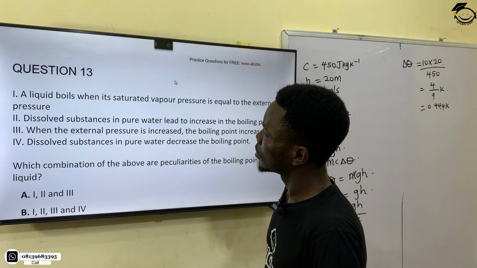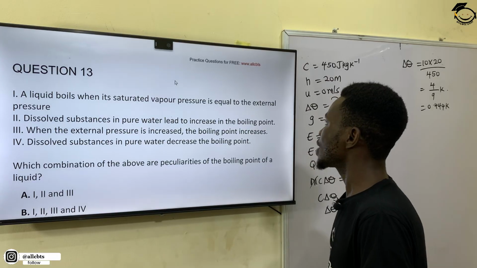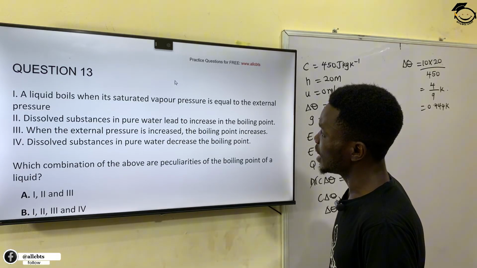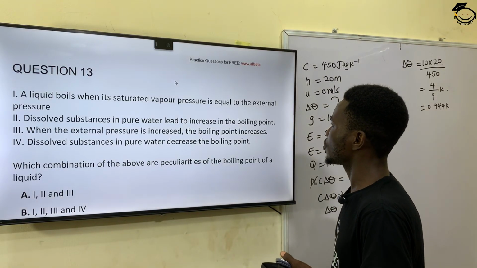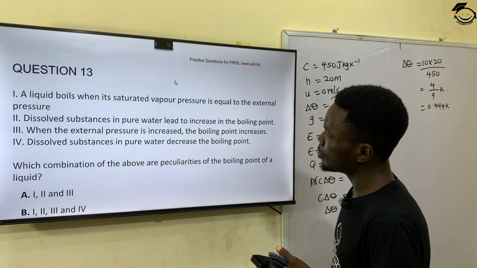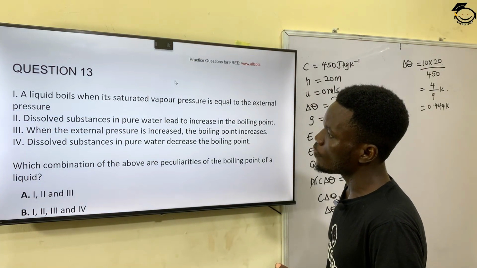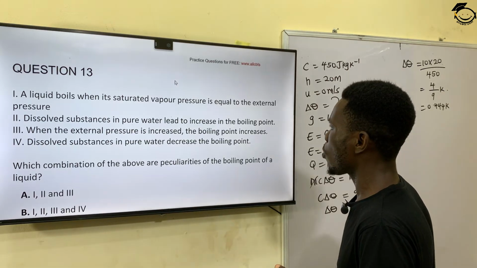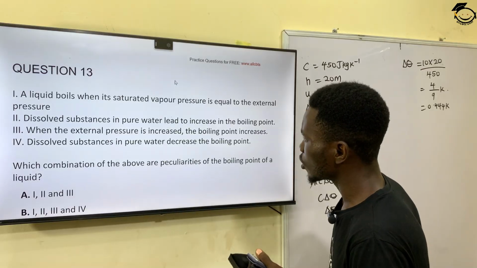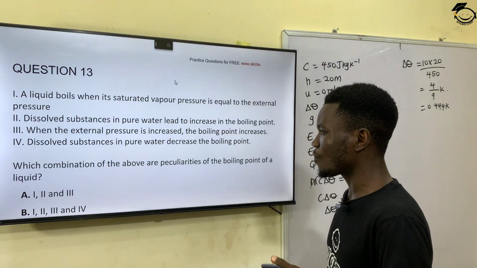Roman figure 1: A liquid boils when its saturated vapor pressure is equal to the external pressure. Roman figure 2: Dissolved substances in pure water lead to an increase in the boiling point. Roman figure 3 says, when the external pressure is increased, the boiling point increases. Roman figure 4 says, dissolved substances in pure water decrease the boiling point. So they are asking us, which combination of the above are peculiarities of the boiling point of a liquid?